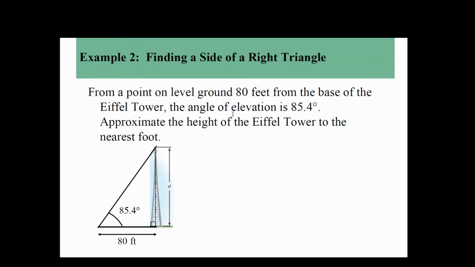So in this case, we have that from a point on level ground, 80 feet from the base of the Eiffel Tower, the angle of elevation is 85.4 degrees. So remember that angle of elevation is an angle with respect to a horizontal line. So this is an angle of elevation.